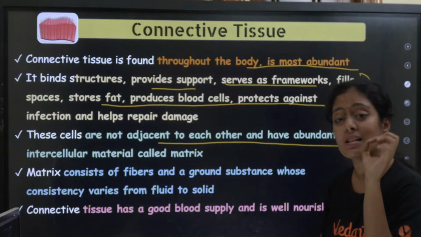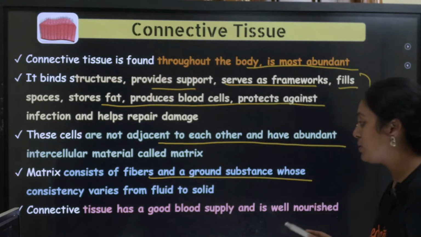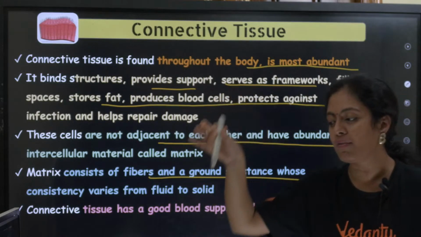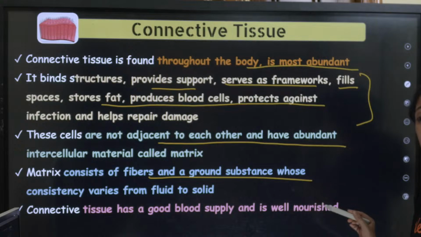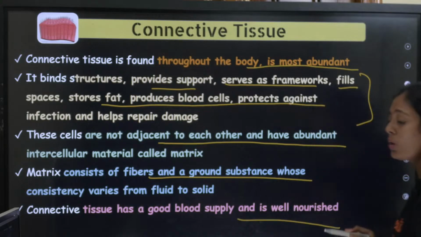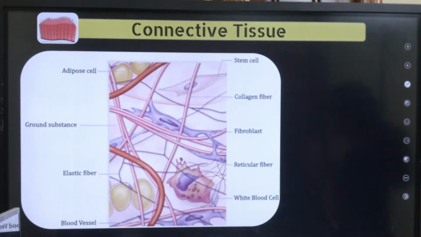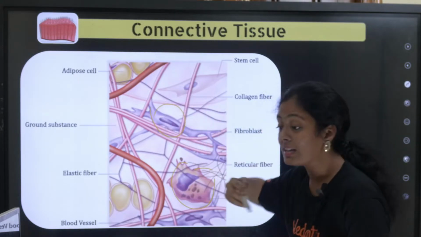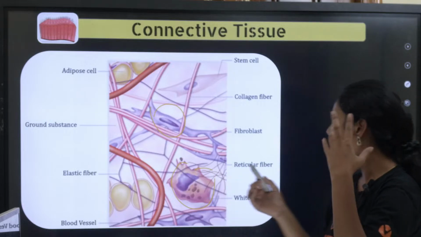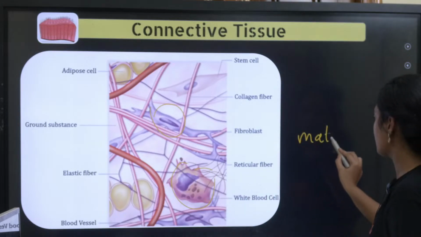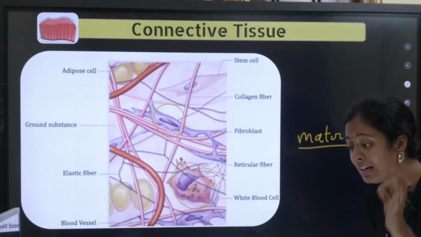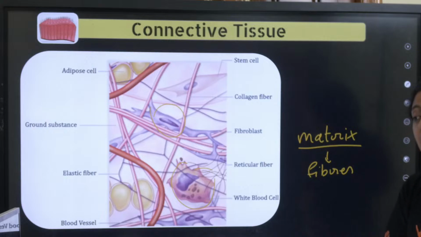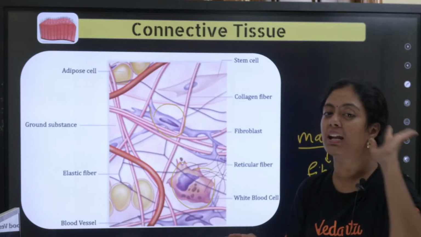Matrix consists of fibers and a ground substance whose consistency varies from fluid to solid. I have a fluid connective tissue and a solid connective tissue. Connective tissue has a good blood supply and is well nourished. Let's see how connective tissue is classified. This is your connective tissue. As I said, look here, there is a cell here and a cell here. There is a lot of space between the cells, and that space is filled by a matrix. The matrix contains a lot of fibers. We are going to discuss the different kinds of connective tissue.